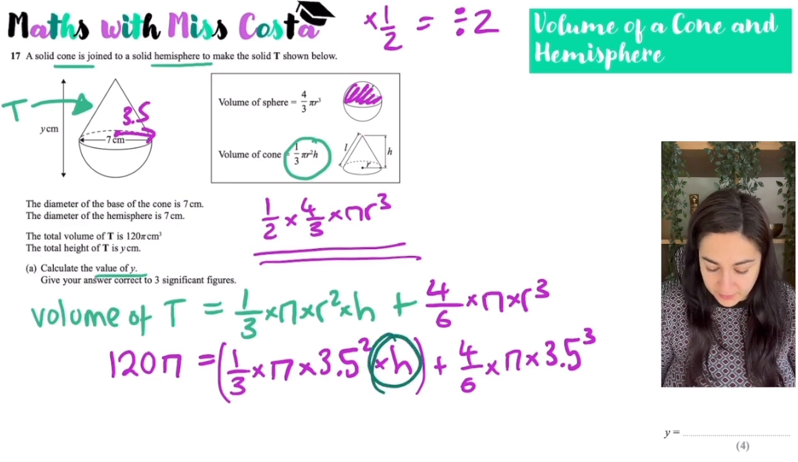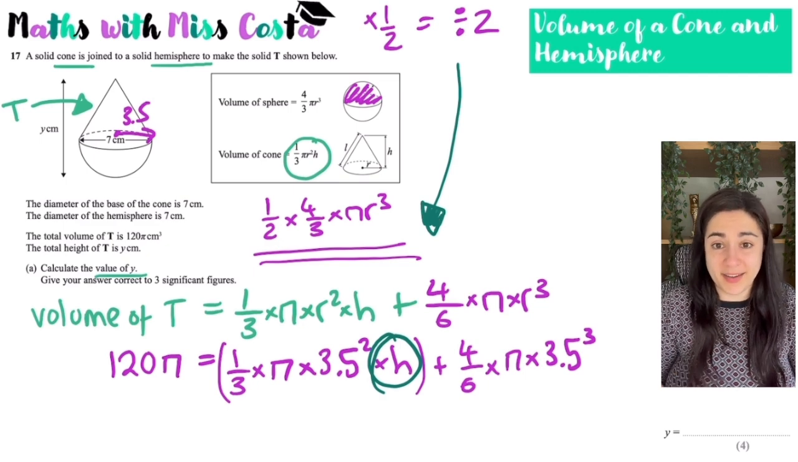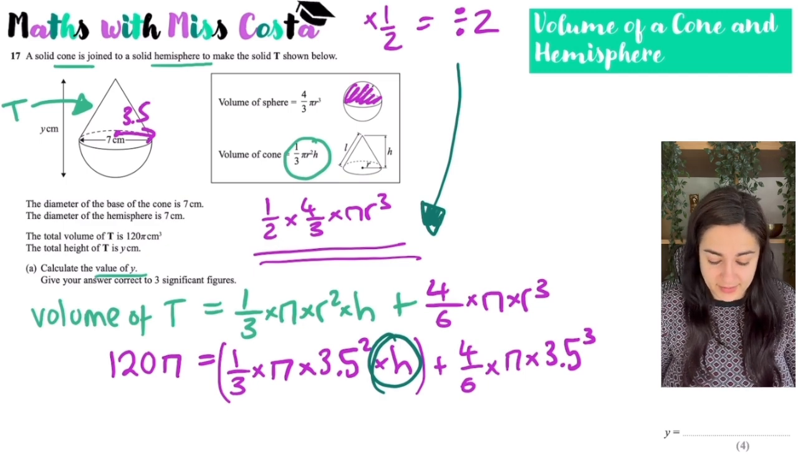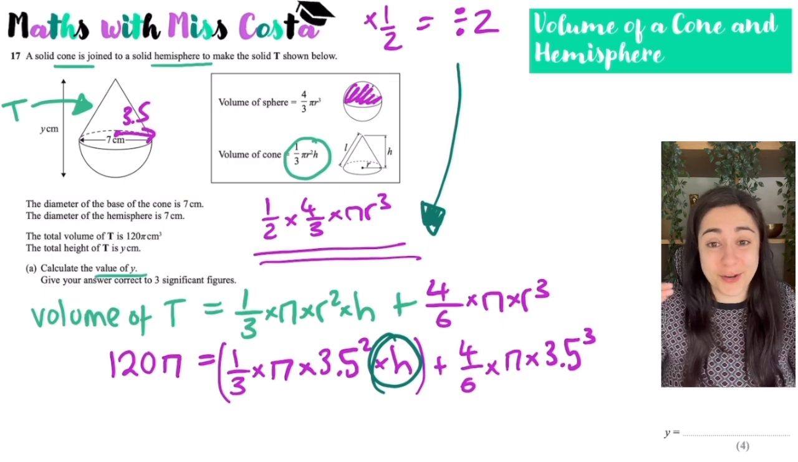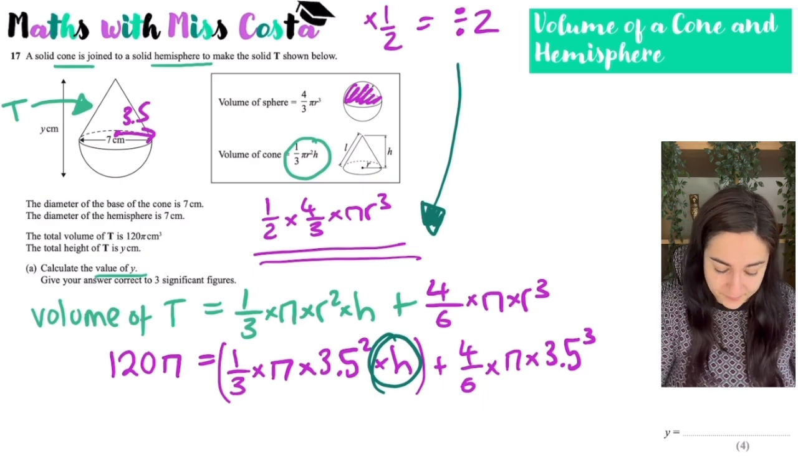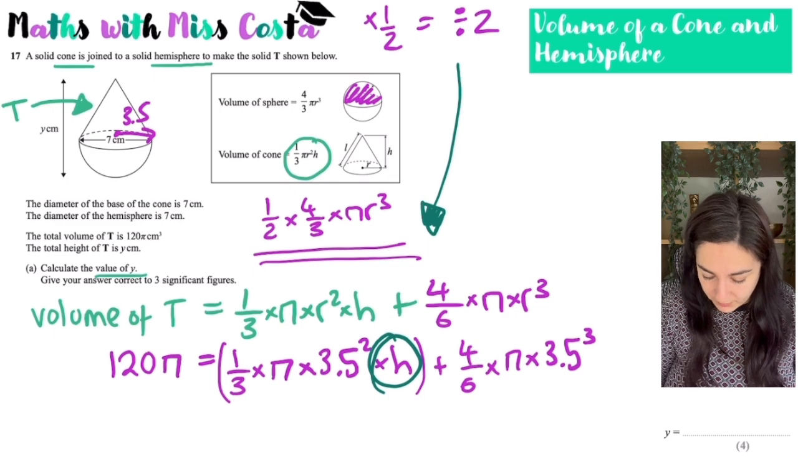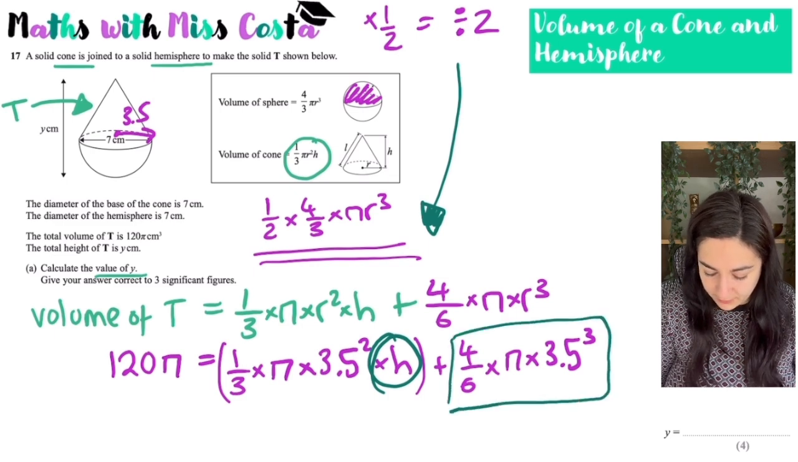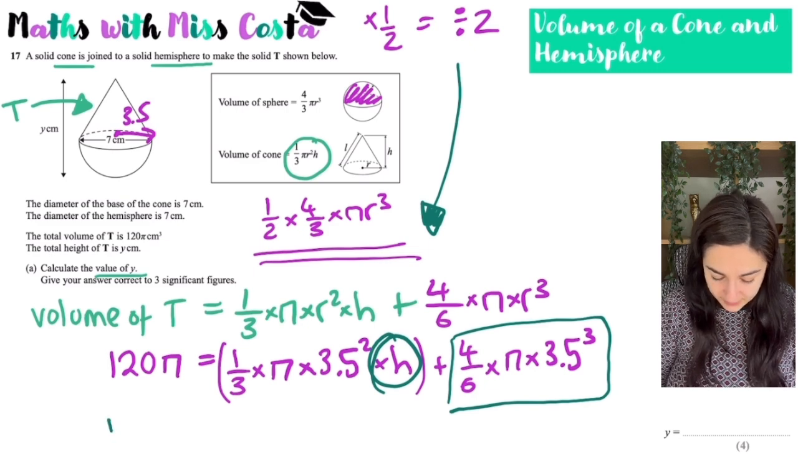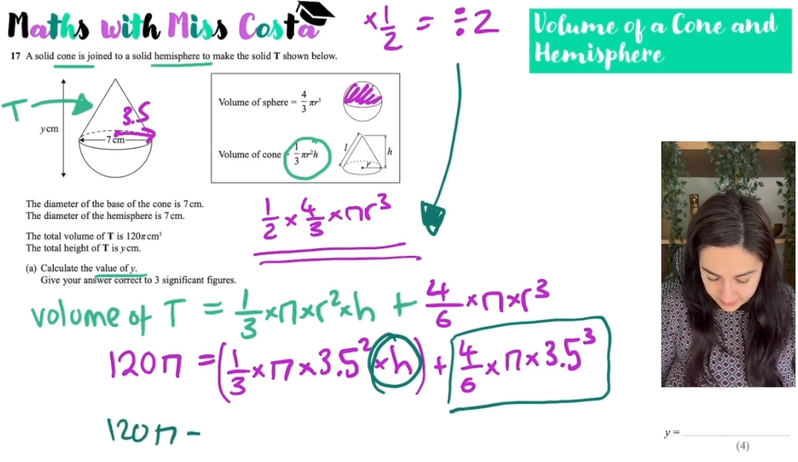Okay, so all I have done here is plug some values into the formulas that have been given. So even if this question, you're like, I don't know what to do, just look at it, look at the formulas you've been given, look at the information you've been given, and plug the formulas in. So next, what can I do? Well, all of this is numerical, so I can figure out what this is and subtract it from 120 pi. So if I did 120 pi, take away 4/6 times pi times 3.5 cubed, what would I get?